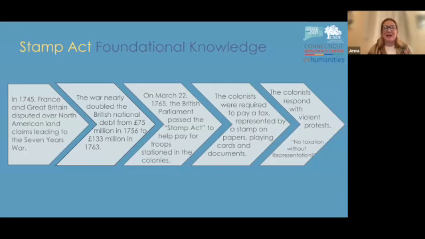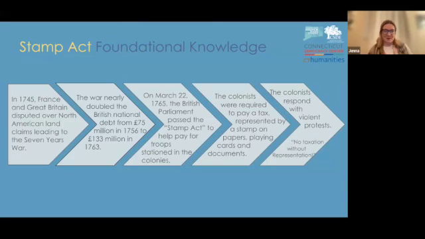So, the cause of the Stamp Act was, of course, France and Great Britain disputing over North American land, and that led to the Seven Years' War. Well, the war itself, as the effect, nearly doubled the British national debt from 75 million pounds in 1756 to 133 million pounds in 1763. So, as a result, the British Parliament wanted to retrieve that money back. So they created the Stamp Act to help pay for those stationed in the colonies. The colonists were then required to pay a tax according to Parliament, which was represented by a stamp on papers, playing cards, and documents.